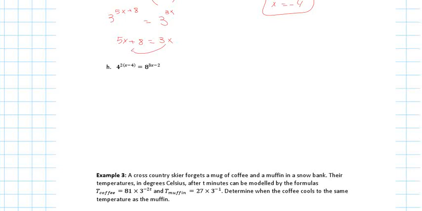For this one, as you can see, both sides have 4. One side has a 4 as a base, and the other one has an 8 as a base. Can I write 8 as a 4 to the power of something? No. So that means I have to change both bases. Okay? And what would that be? What would be my base?